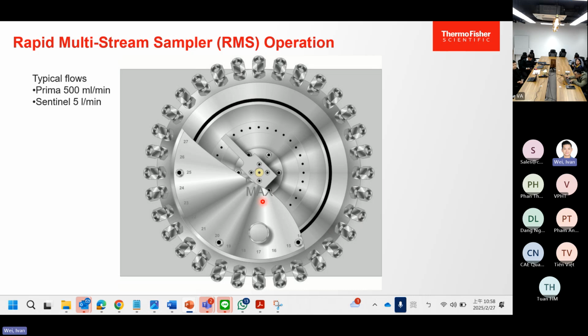Remember I mentioned earlier, we do have a small model. It's called Prima BT. The Prima BT has a similar multi-sample stream, but much smaller. The Prima BT has a 16 sample probe feature.